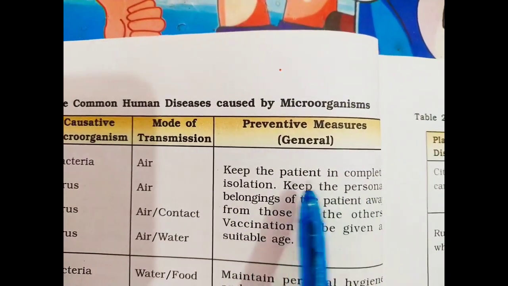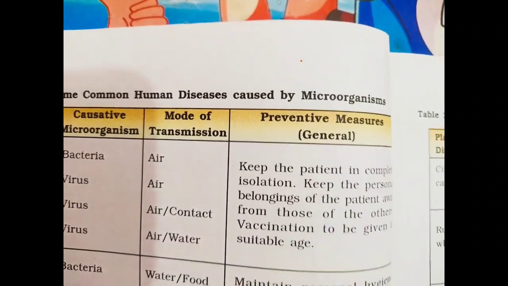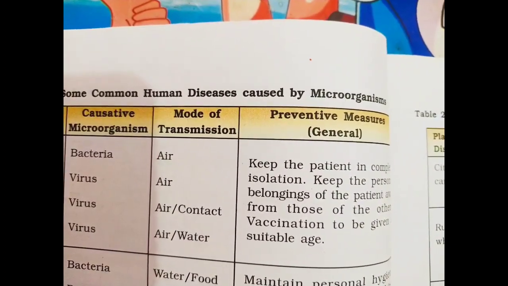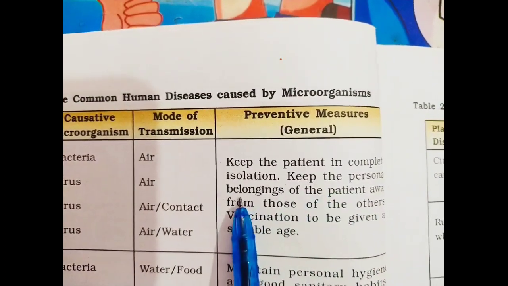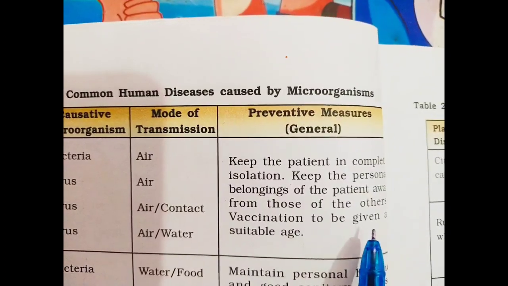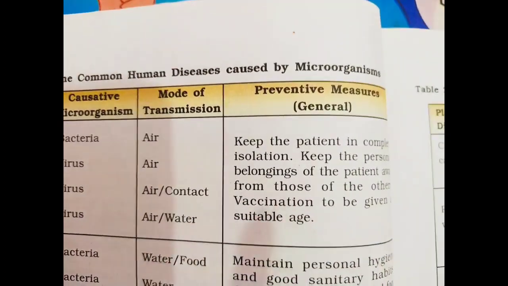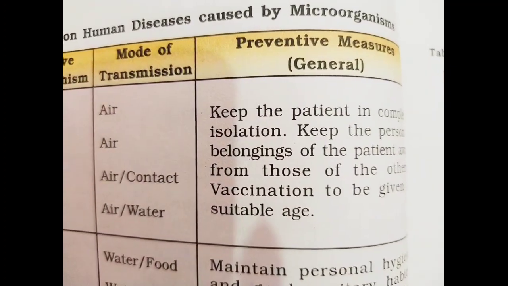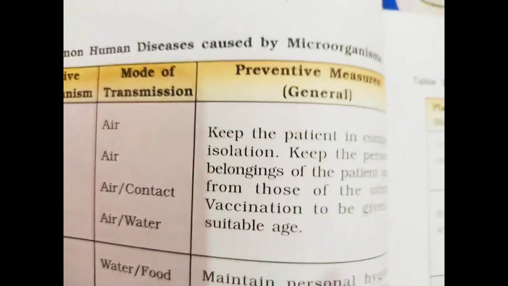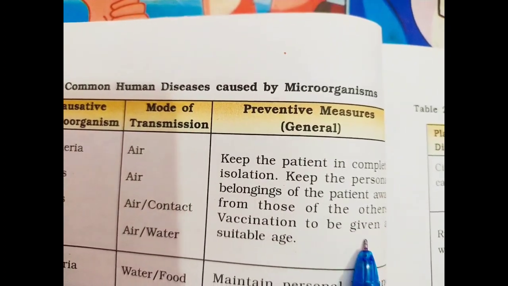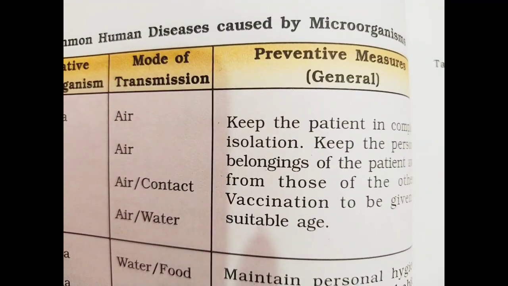Now, what are the preventive measures? Keep the patient in complete isolation. Isolation is very important for these kinds of diseases. We have to keep a distance from the ill person, and keep that person in a separate area. Keep the belongings of the patient away from those of the others. Means the belongings of the person suffering from these diseases, like clothes, toothbrush, glasses, plates, towels, we have to keep away. And vaccination should be given at a suitable age. Vaccination is a must, and at the proper age.